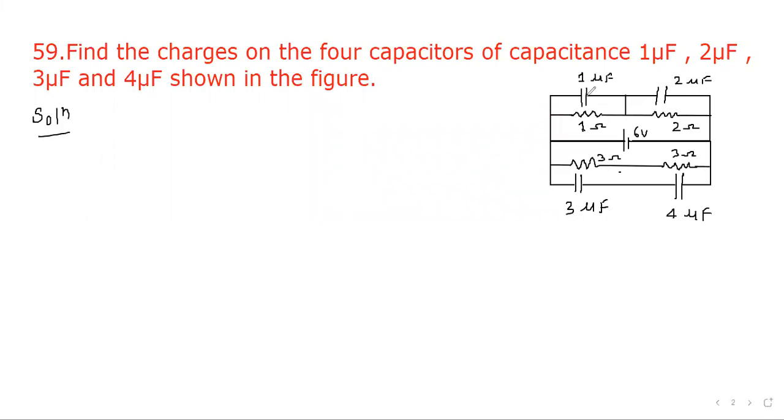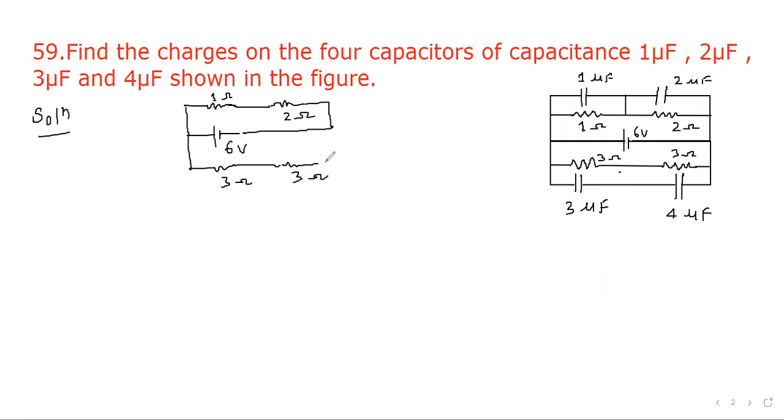So, in a steady state, these capacitors will behave like open circuit. So we can draw the equivalent circuit. In that case, 6 volt, this is 1 ohm, this is 2 ohm, and here this is 3 ohm, and this is 3 ohm.